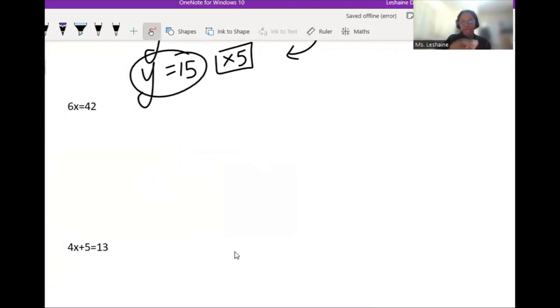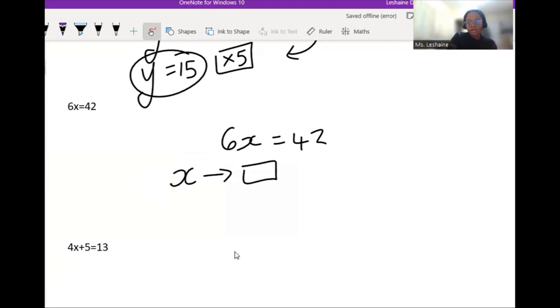Now, in this particular question, we have 6x equals 42. Now, 6x means 6 times x. So what is happening to my variable x? I am multiplying it by 6, and then that gives me 42. So I took my variable, I times it by 6, and it gave me a 42. What is the opposite of multiplying by 6? Dividing by 6. And 42 divided by 6 gives us x is 7.